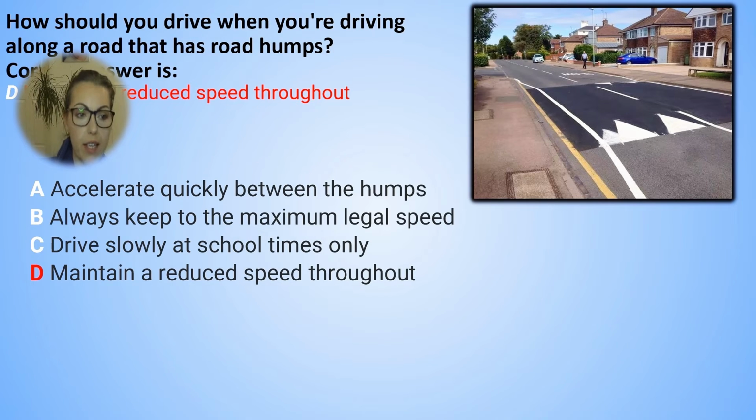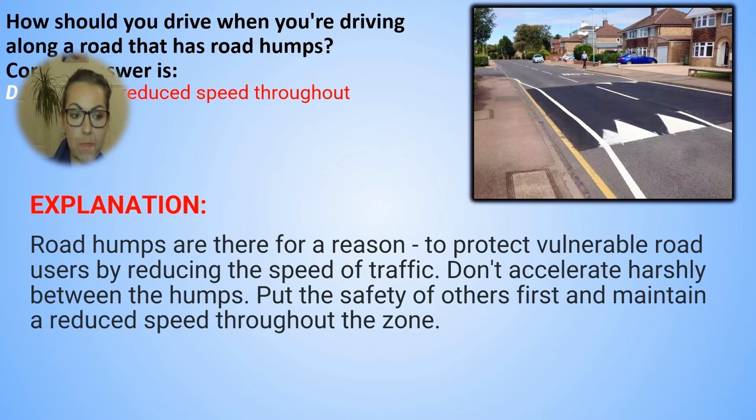Correct answer is D. Maintain a reduced speed throughout. Explanation. Road humps are there for a reason, to protect vulnerable road users by reducing the speed of traffic. Don't accelerate harshly between the humps. Put the safety of others first and maintain a reduced speed throughout the zone.